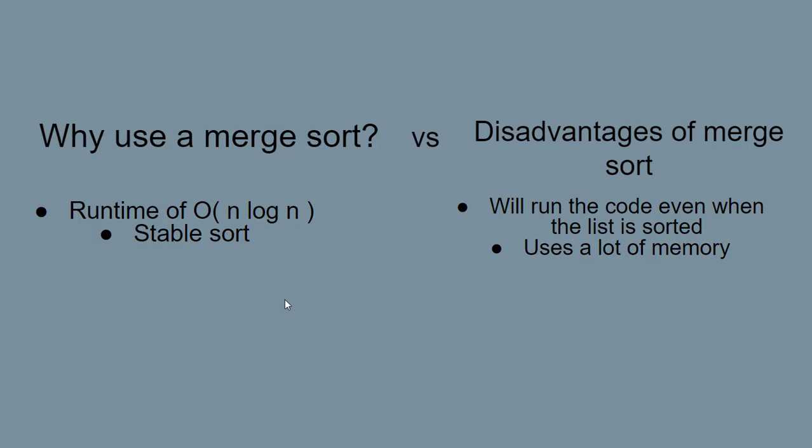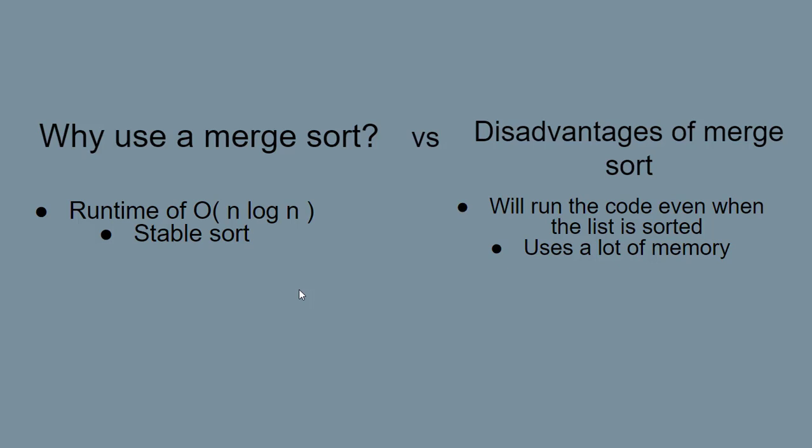Stable sorting basically means it gives the right precedence. For example, if there are two Charlies in my list, whoever came first goes to sit in front of the other Charlie. That is what stable sort means.